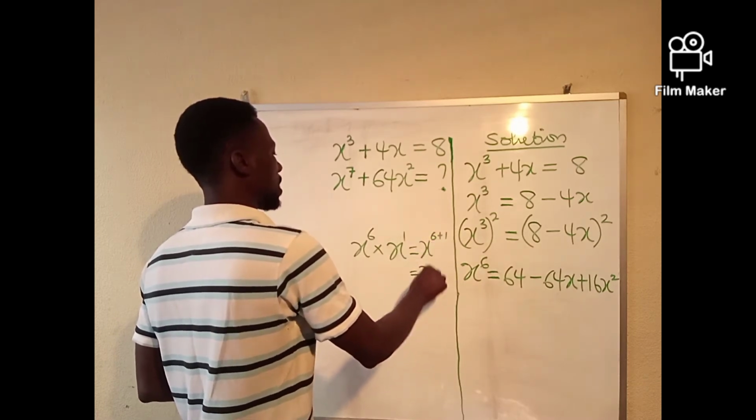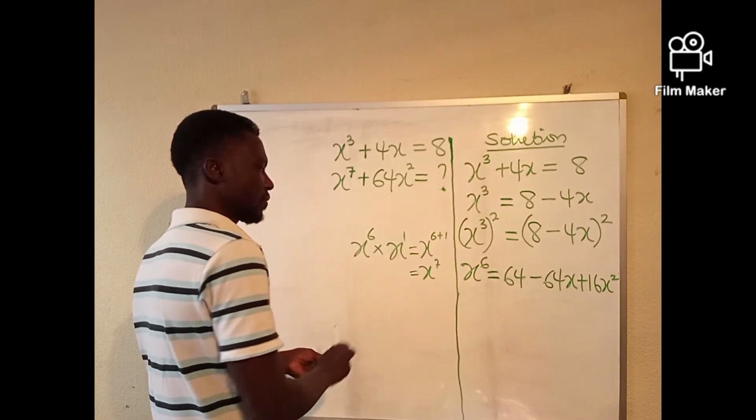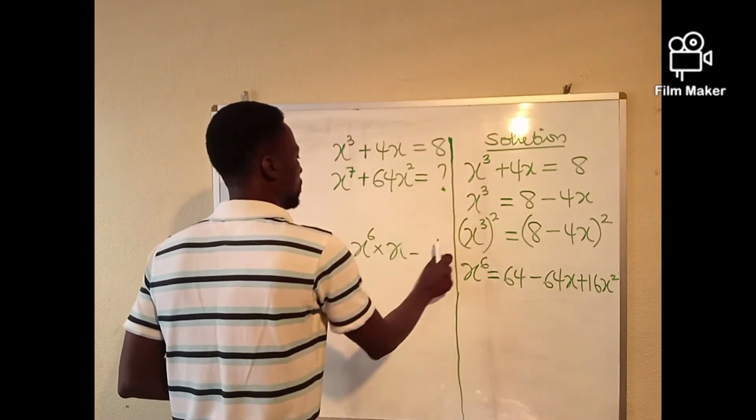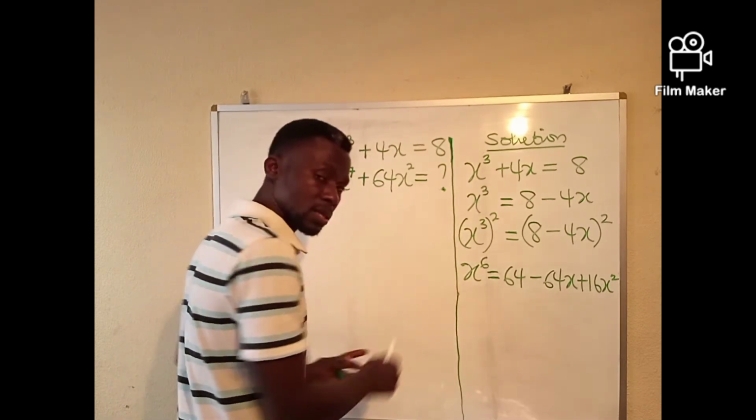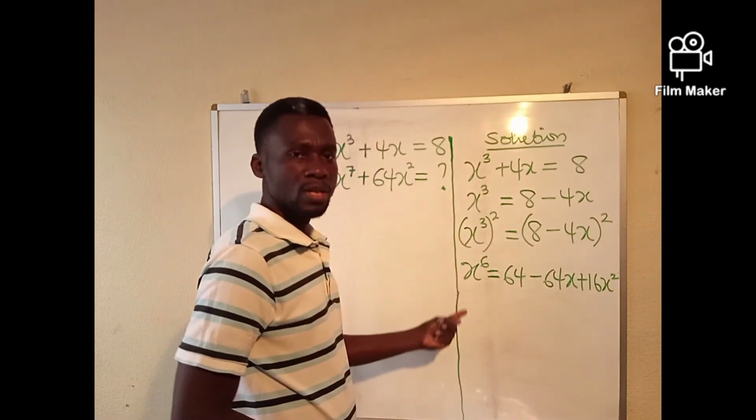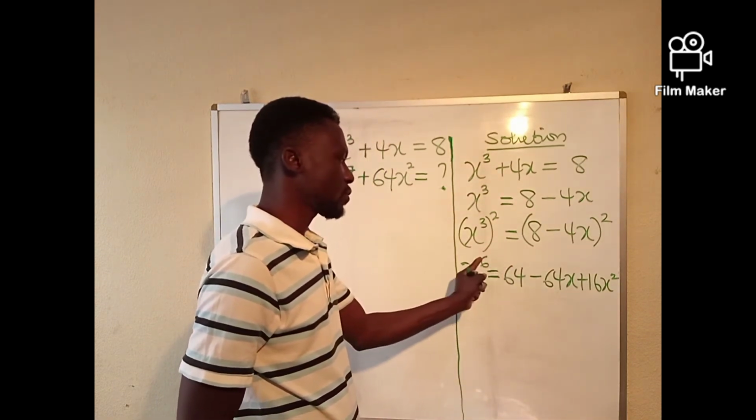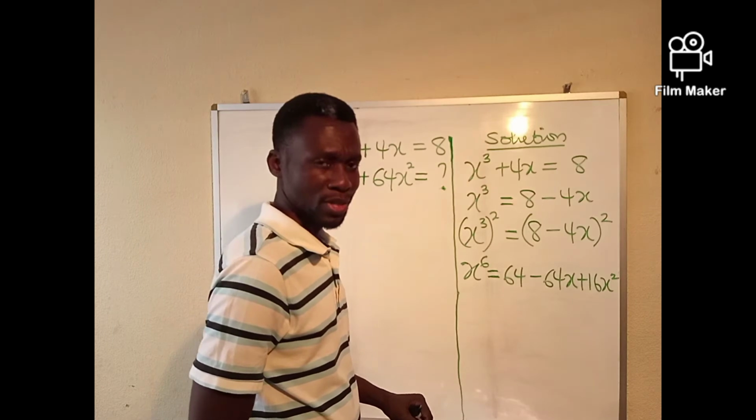So this is the same as x raised to the power 7, or x to the 7th. So that means we are going to multiply x to the 6 by x. All right. So multiplying x to the 6 by x, we shall have a power of 1, which will add up to 6 and making it x to the 7th.